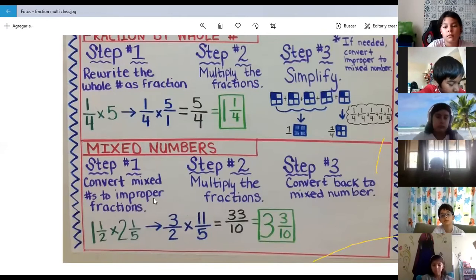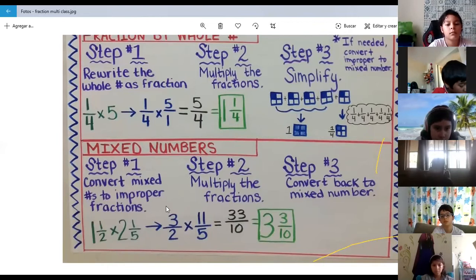Okay, let's see the steps. Step number 1. Convert mixed numbers to improper fractions.